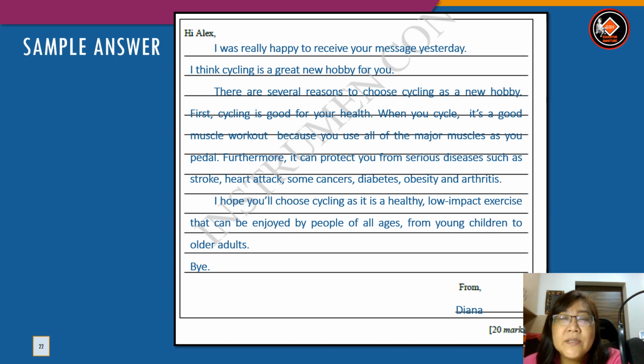When you cycle, it's a good muscle workout because you use all of the major muscles as you pedal. Furthermore, it can protect you from serious diseases such as stroke, heart attack, some cancers, diabetes, obesity, and arthritis. I hope you'll choose cycling as it is a healthy, low-impact exercise that can be enjoyed by people of all ages, from young children to older adults. Bye! From Diana. So this could be your sample answer.